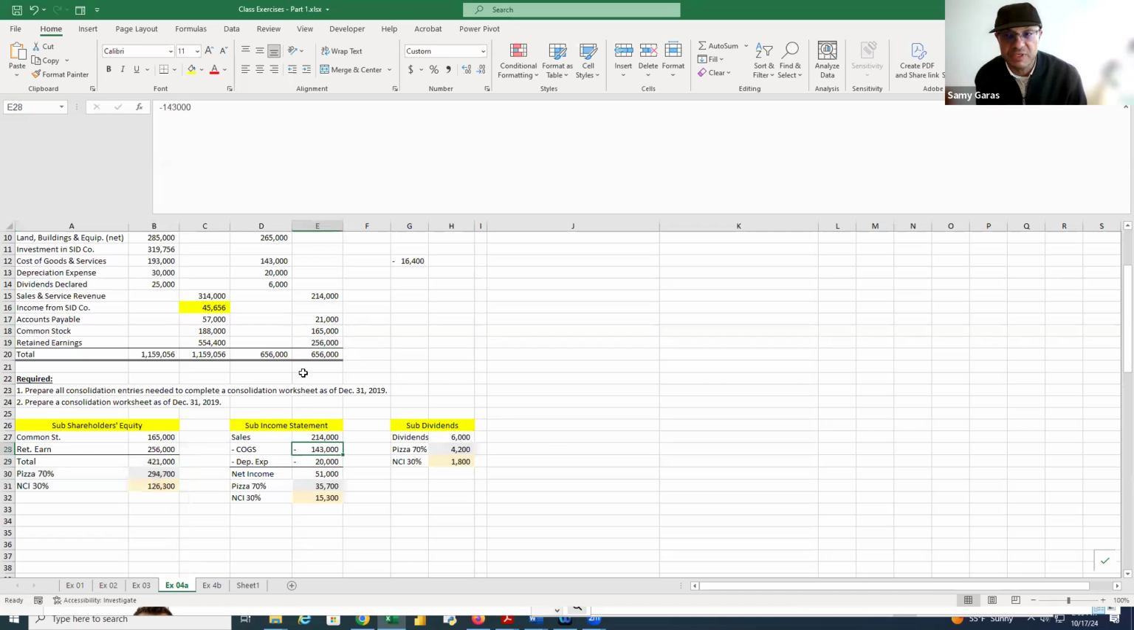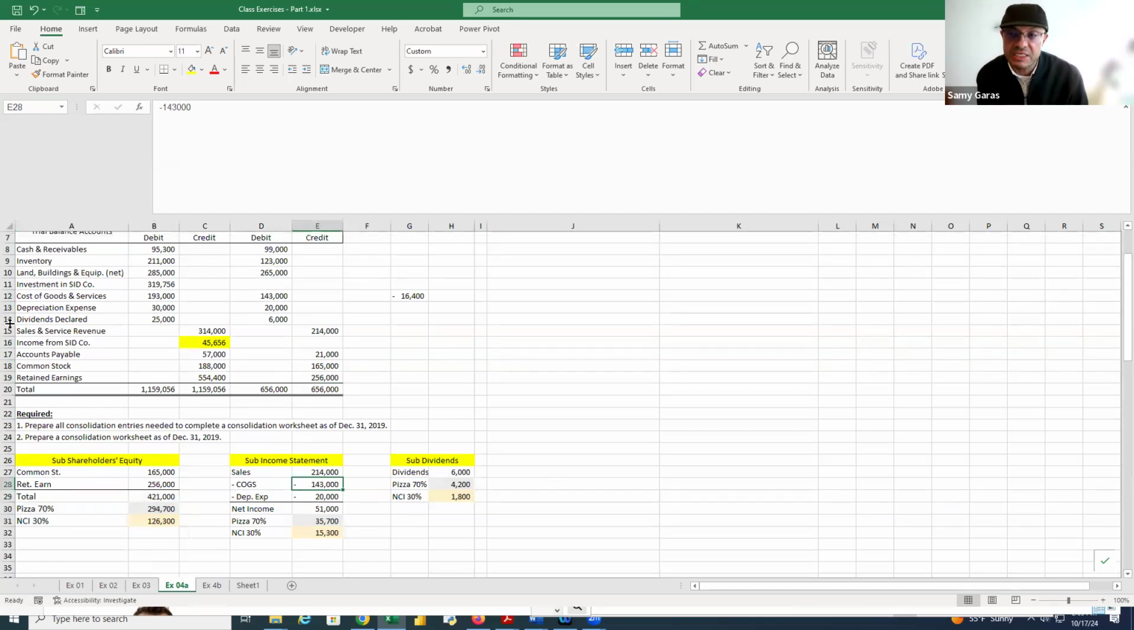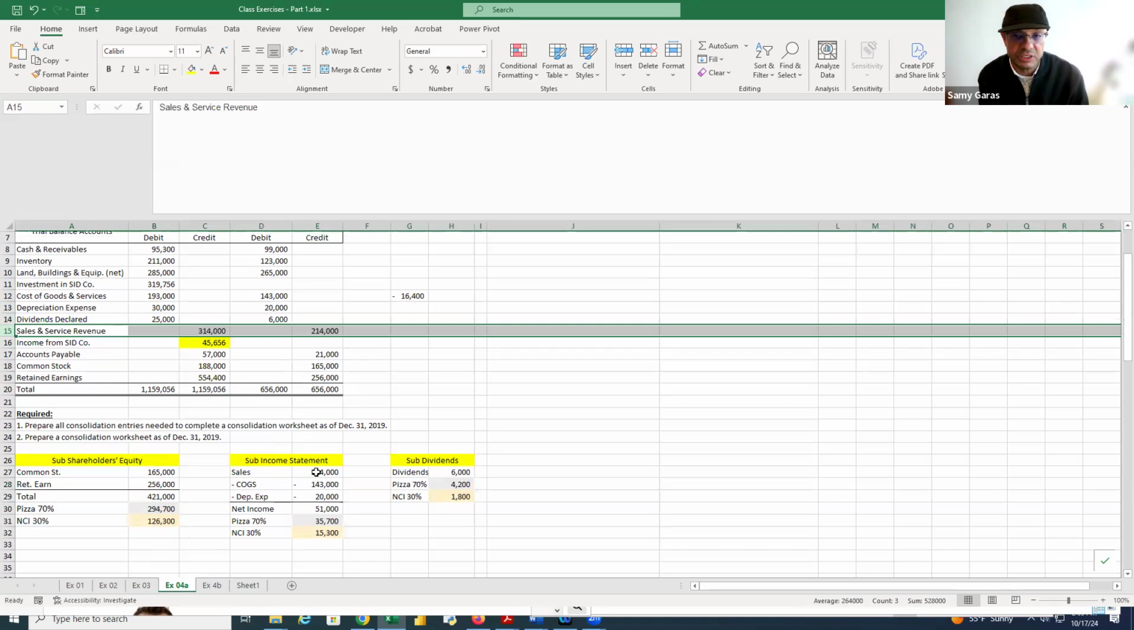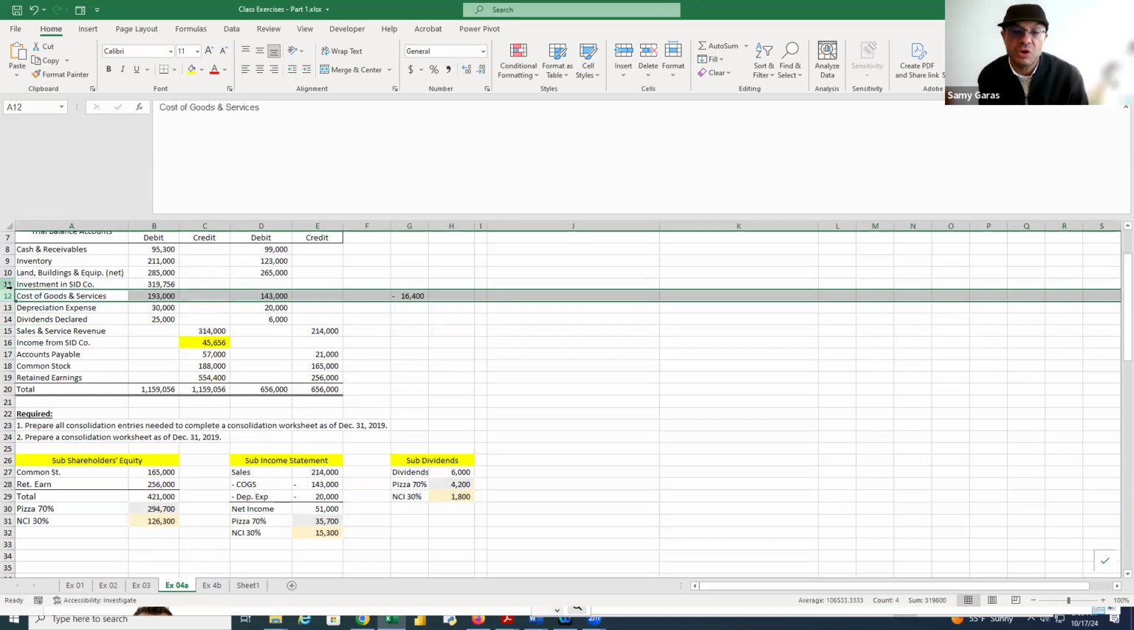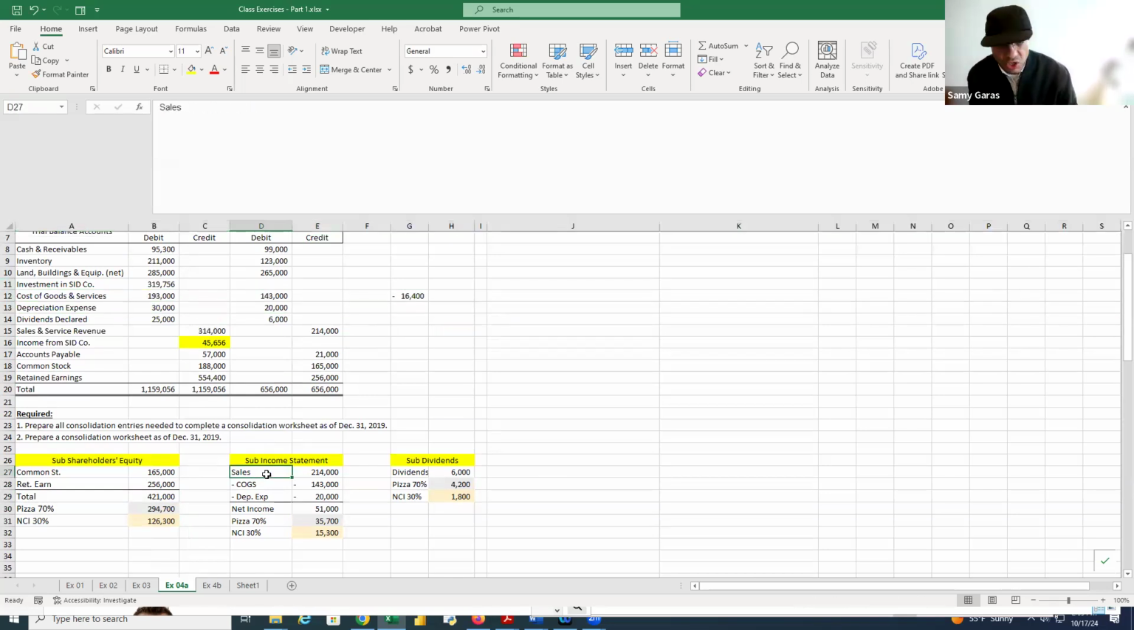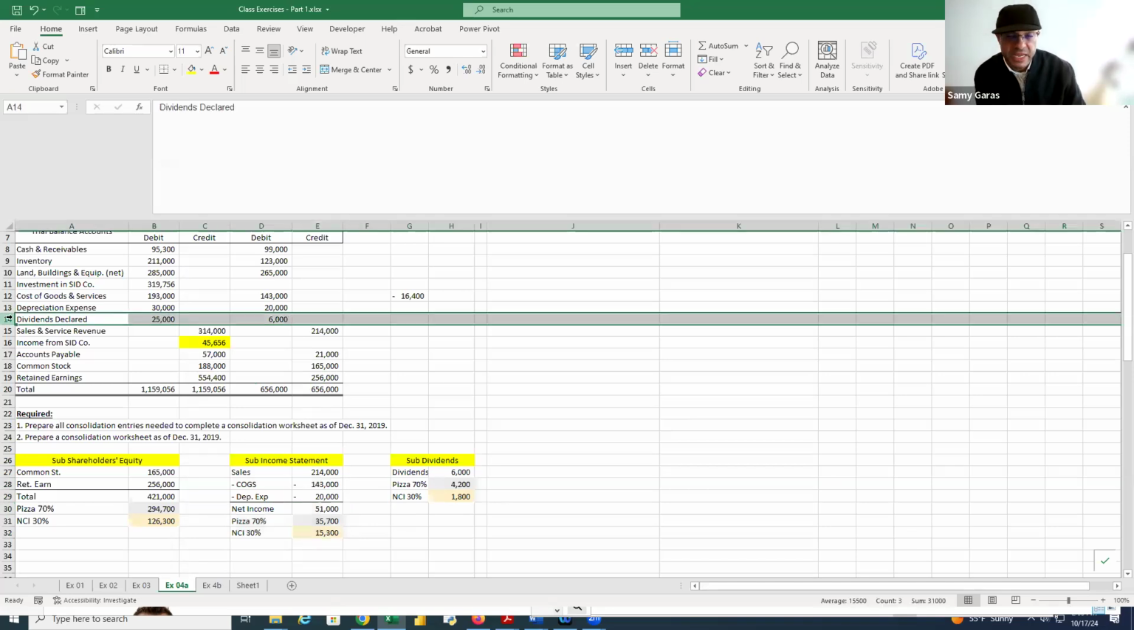I did the same for the income statement. In the income statement, you can see here, we have sales, 214. We have cost of goods sold, 143. And we have depreciation expense, 20,000. When I put those together and subtract sales minus cost of goods sold minus depreciation, we get net income. We take the net income and divide 70% to the parent, 30% to the NCI. And finally, we get the dividends from here, 6,000, divided 70% to the parent, 30% to the NCI.